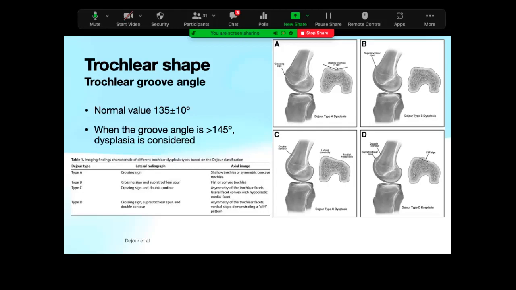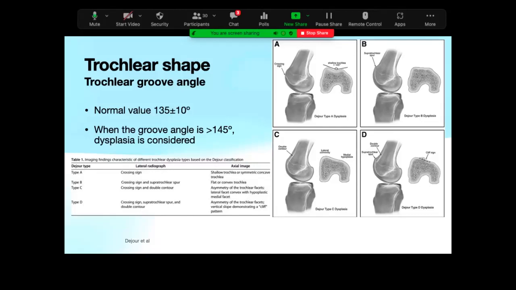Actually, from Dejour's initial classification of trochlear dysplasia, it has been modified several times. The latest, currently widely used classification is combined, based on the lateral X-rays as well as CT scan. Type 1 trochlear dysplasia, or type A, has a crossing sign on X-ray. In CT scan it has a flattened, shallow trochlear groove.